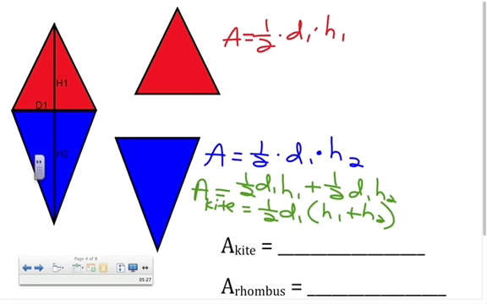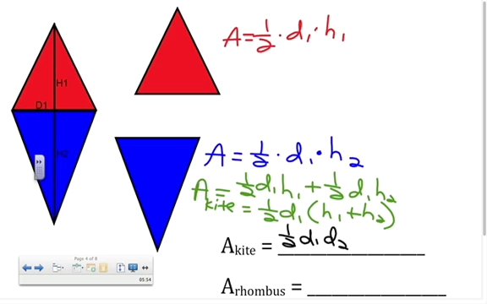Look at the diagram again. I kind of gave it away that d1 stands for diagonal 1. If I take h1 and h2 and add them together, what is that? Diagonal 2. So our formula for the area of a kite is 1/2 diagonal 1 times diagonal 2.